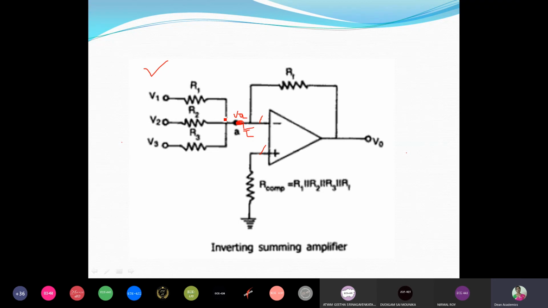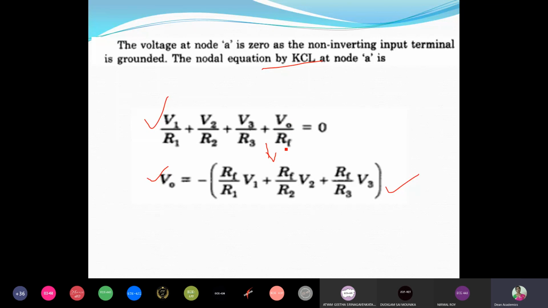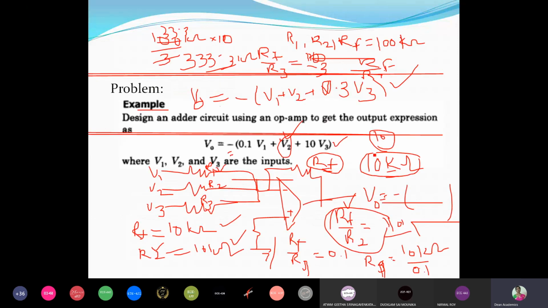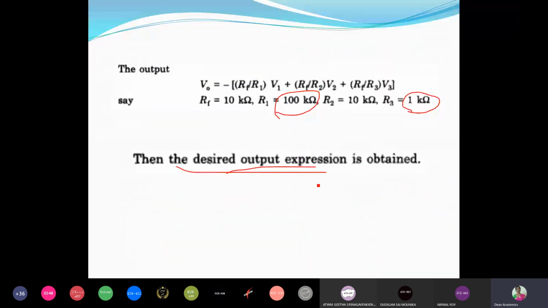Through this branch, the current is V1 minus VA divided by R1, and because it is ground potential we write V1 by R1 plus V2 by R2 plus V3 by R3, and this side minus V0 by RF equal to 0. Bring minus V0 by RF to this side as plus V0 by RF and rearrange the equation. Special cases we take, when all are equal to RF and when they are equal to 3 times RF. And we have designed a small simple problem.